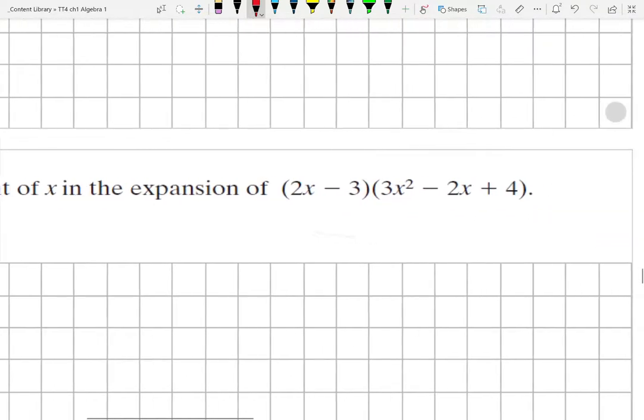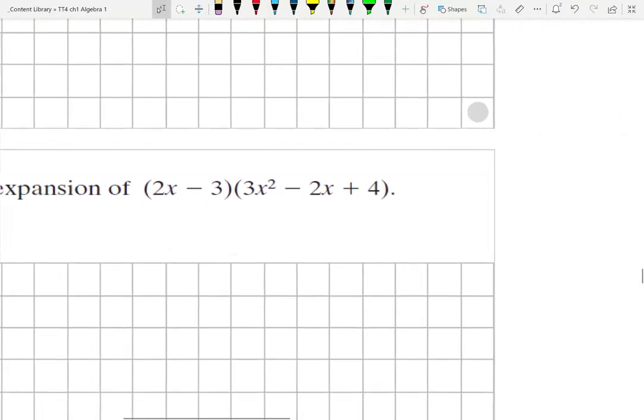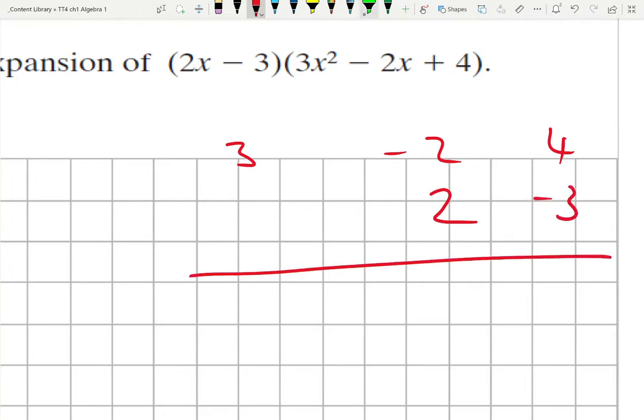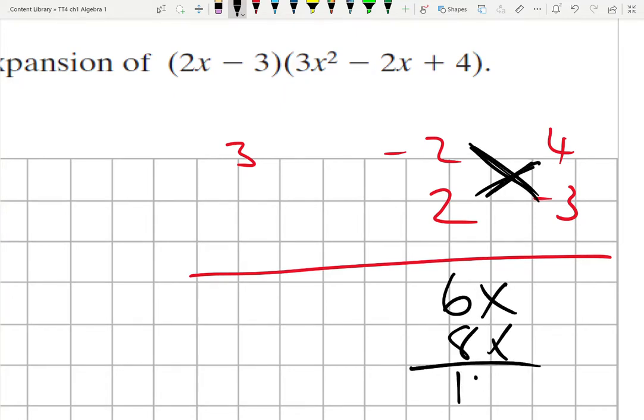So find the coefficient of x. The beauty of this is we don't have to do the full expansion. So to get the x, all we're concerned with is this product and this product. There's no other way to get x. So you have 6x on this one and 8x on this one, which is 14. Oh, sorry. Yeah, which is 14x.